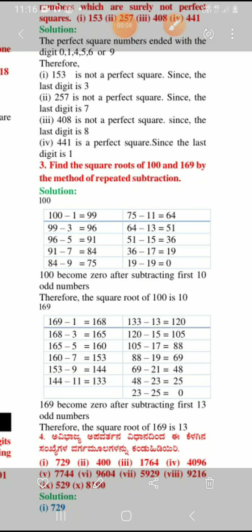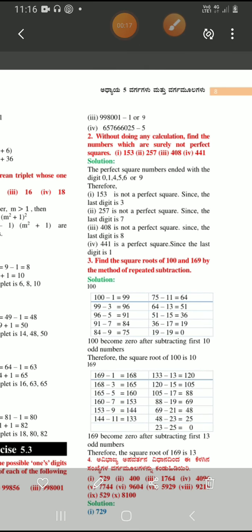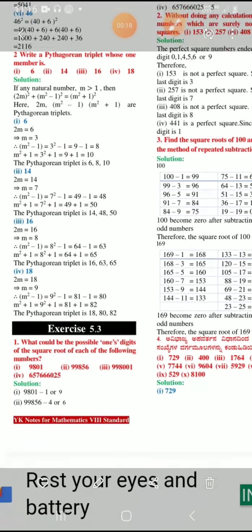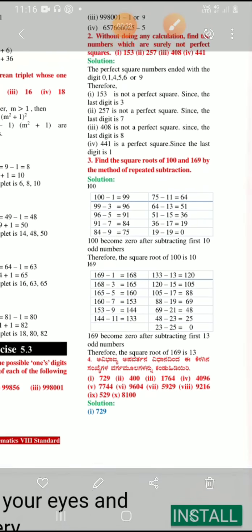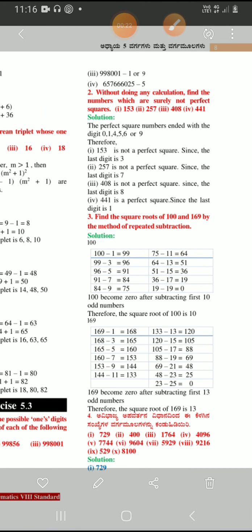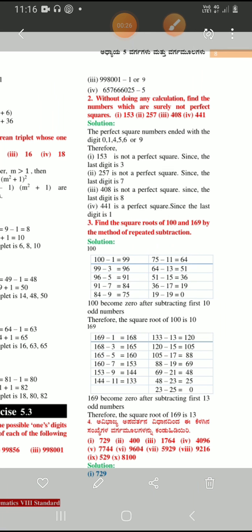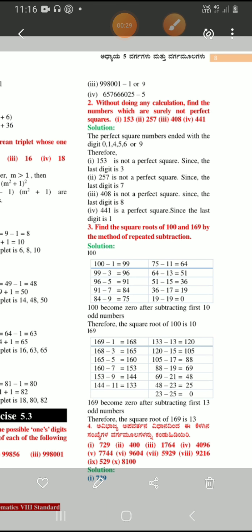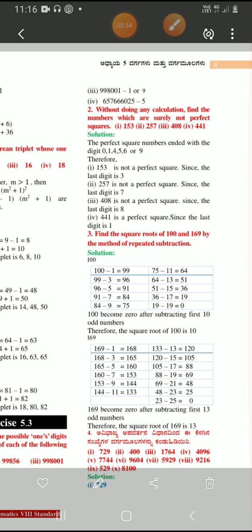Today is Tuesday, and in this class, let's discuss some more problems of exercise 5.3. In the previous class, we discussed perfect square numbers, which end with 0, 1, 4, 5, 6, or 9, and with no single odd zeros.